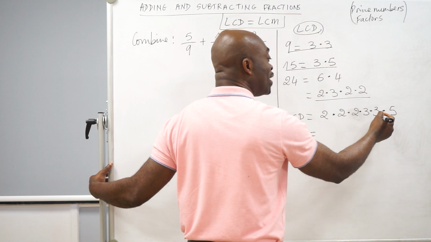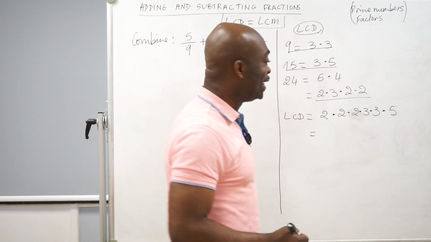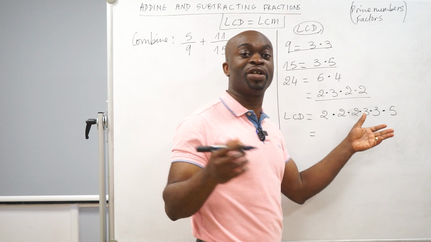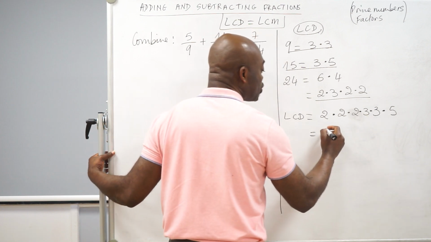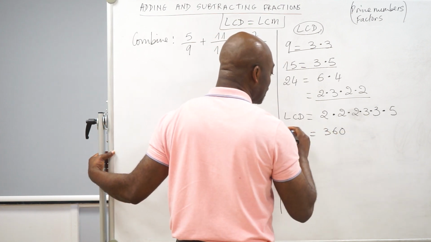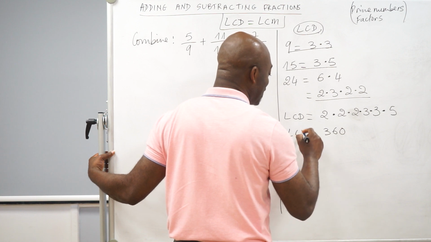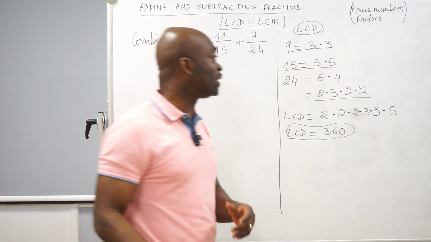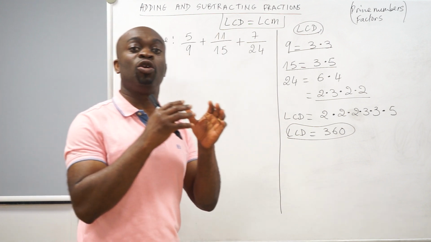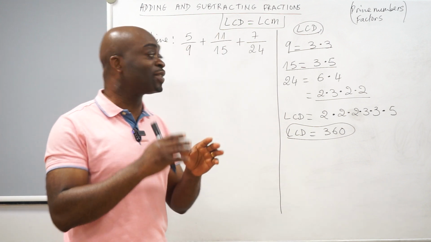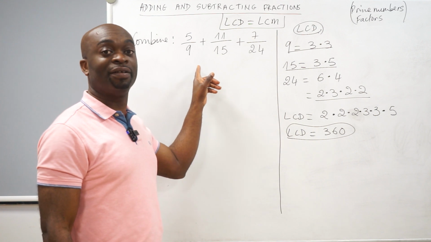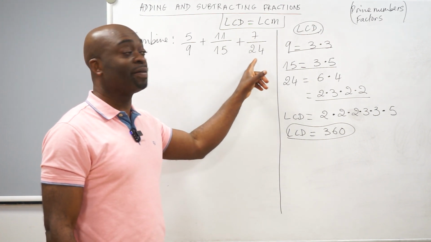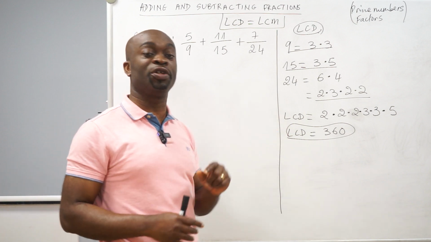Okay? So that one is 72. And then 72 by 5. So 72 by 5 is going to give us 360. All right? So LCD is 360 afterwards. So 360 is your lowest common denominator because that's the least number that can be divided evenly by 9, by 15, and by 24. All those three numbers.